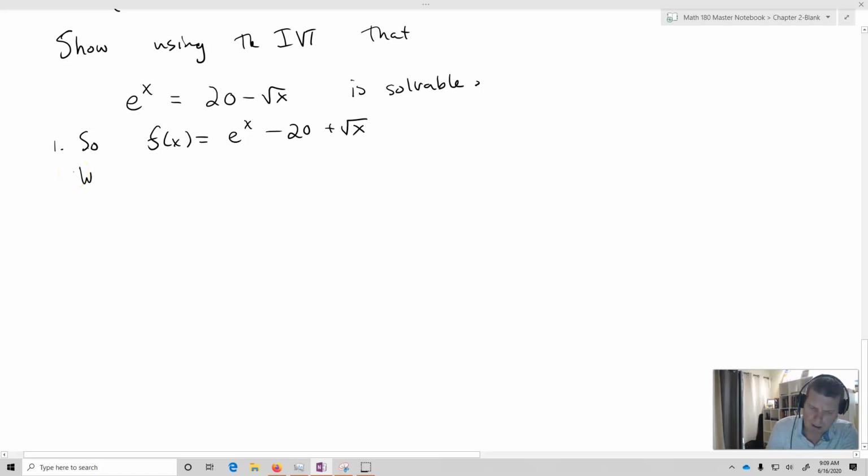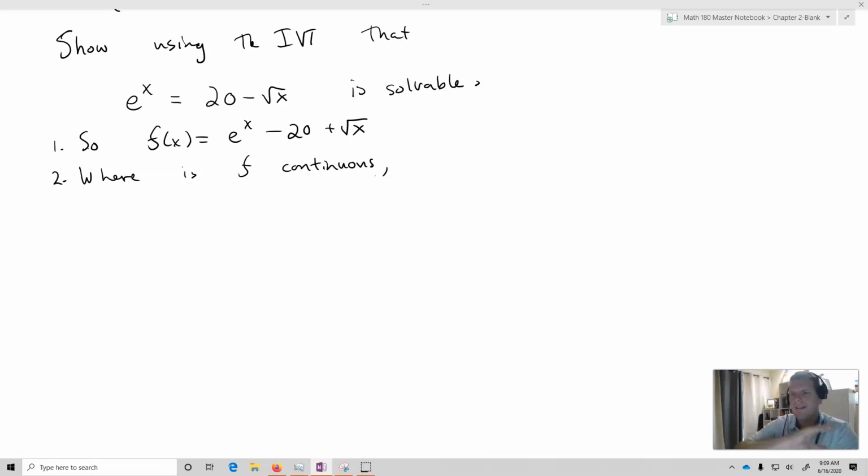Second, where is f continuous? If we look, e to the x is an exponential function. It's continuous everywhere. 20, a constant function, is also continuous everywhere. Square root of x is a radical function, and consequently it's only defined when x is greater than or equal to 0. So f is continuous if x is greater than or equal to 0, okay? Great, totally got it, right?